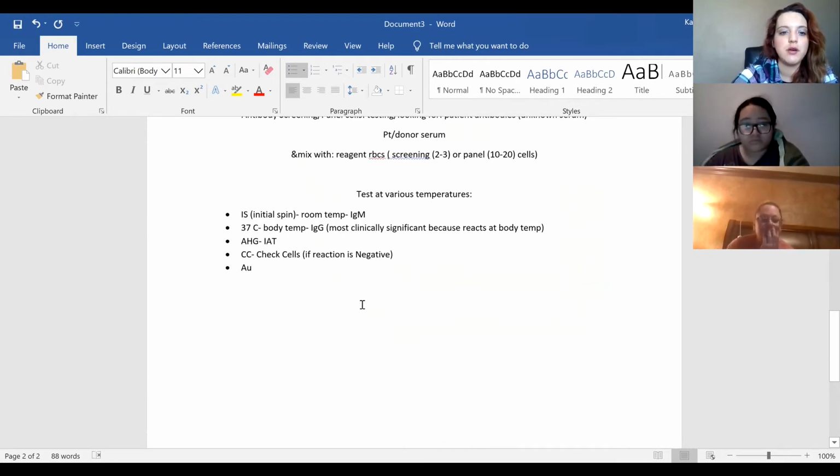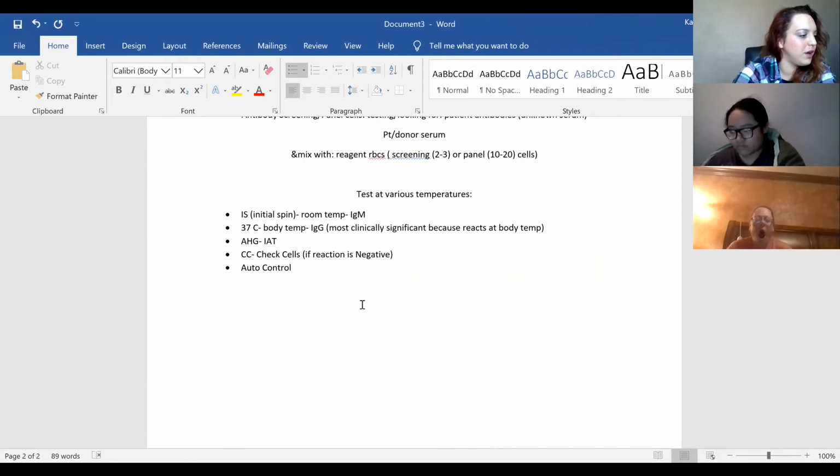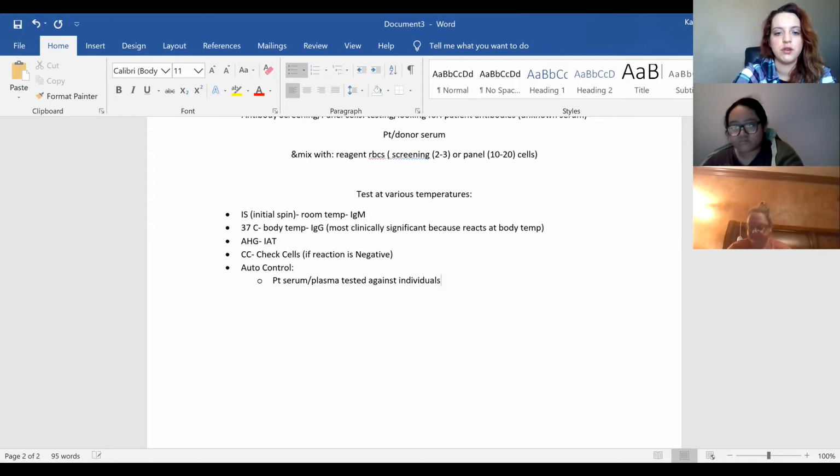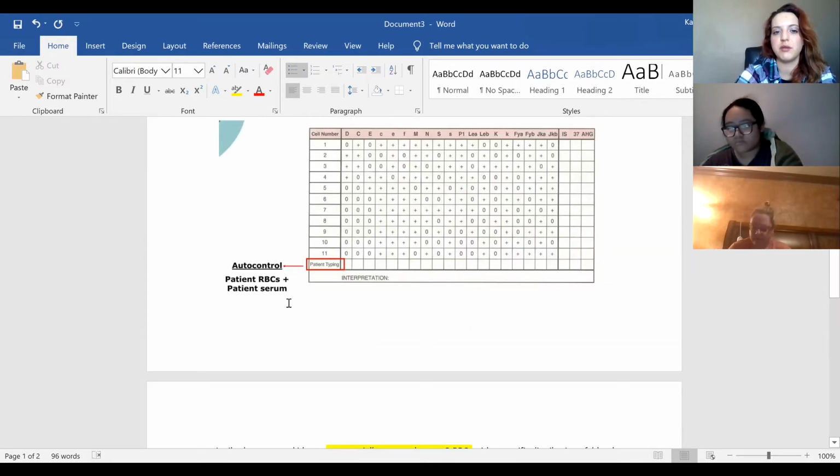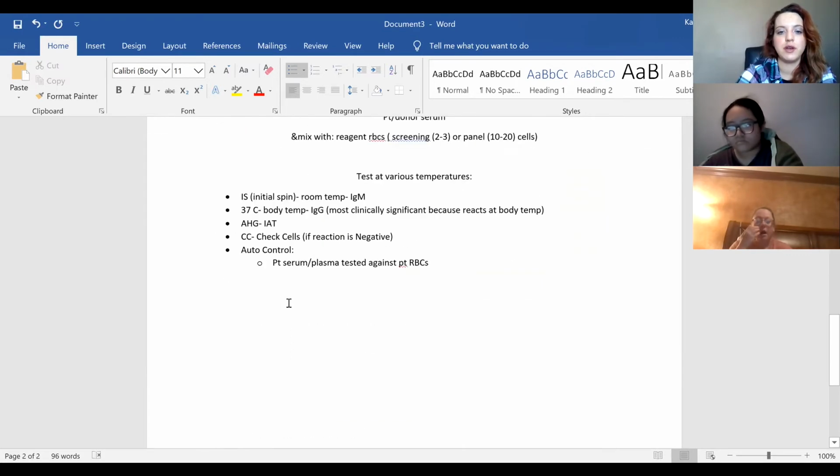So then I'm going to make auto control. And your auto control is going to be your patient serum or plasma tested against your own RBCs. Patient RBCs. There we go. I like that better. So here you got your patient red blood cells plus patient serum. And you take that all the way across.